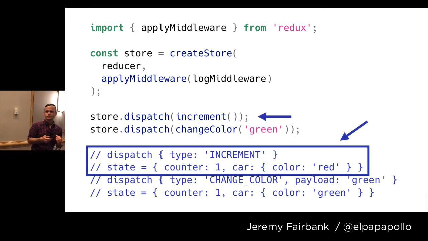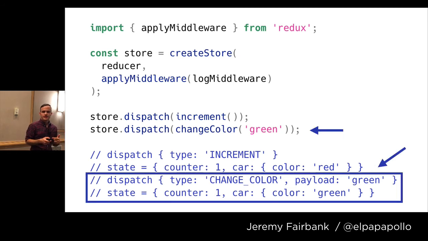So when I dispatch increment, I'll get printed out to the console that I dispatched that type increment and that the state updated with the counter going to 1. Same thing when I dispatch changing the color to green. I'll get the type of the action, and then I'll get the state change where the car color went to green.